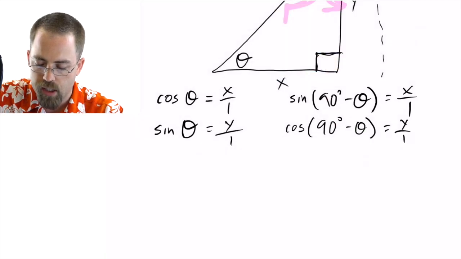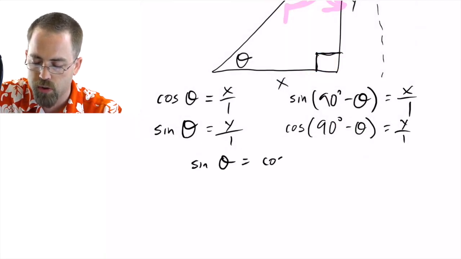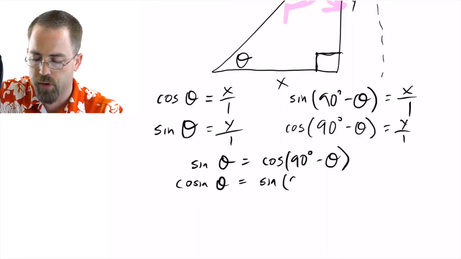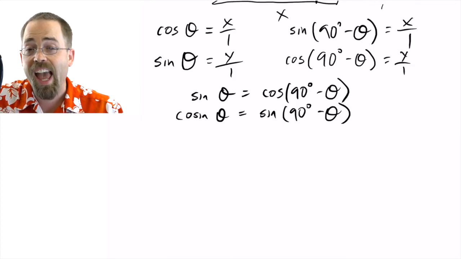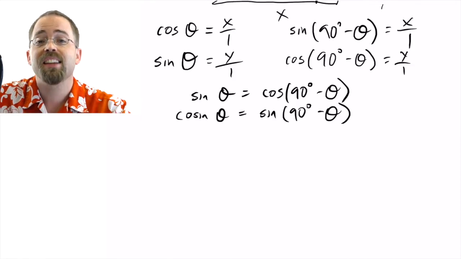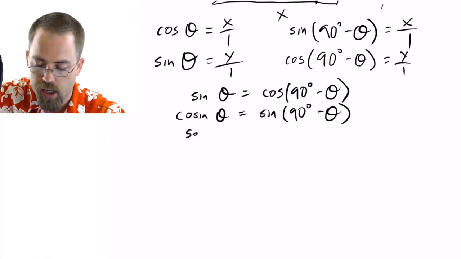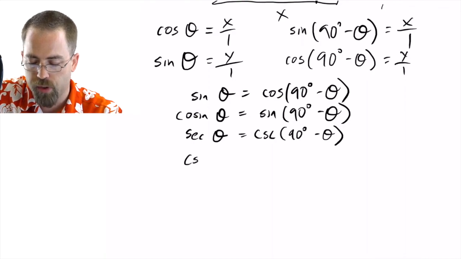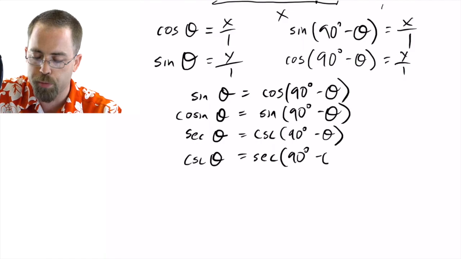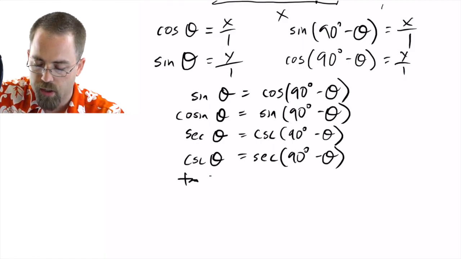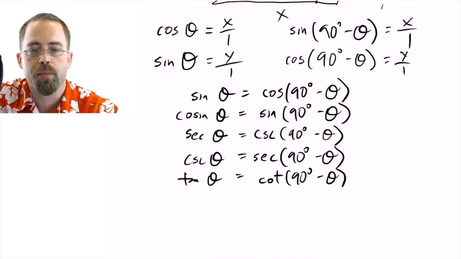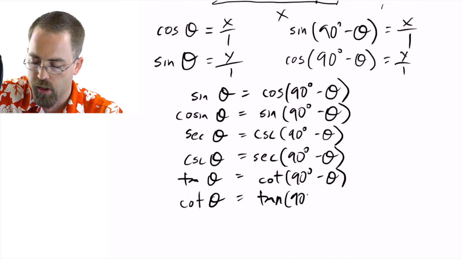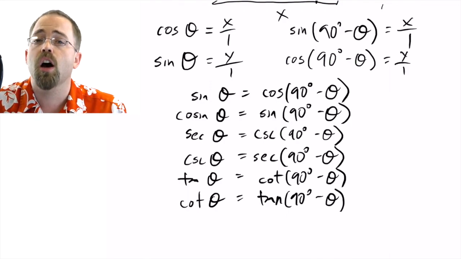So in summary, if you have sine of theta, that's equal to cosine of 90 minus theta. Or if you have cosine of theta, that's equal to sine of 90 minus theta. They're all related to each other that way. And since this is the definition of the co-prefix, this works for all of them. If we have secant of theta, then cosecant of 90 minus theta will be the same thing. If we have cosecant of theta, then secant of 90 minus theta will be the same thing. If we have tangent of theta, then cotangent of 90 minus theta will be the same thing. And if we have cotangent of theta, then tangent of 90 minus theta will be the same thing. This is the definition of cofunctions.